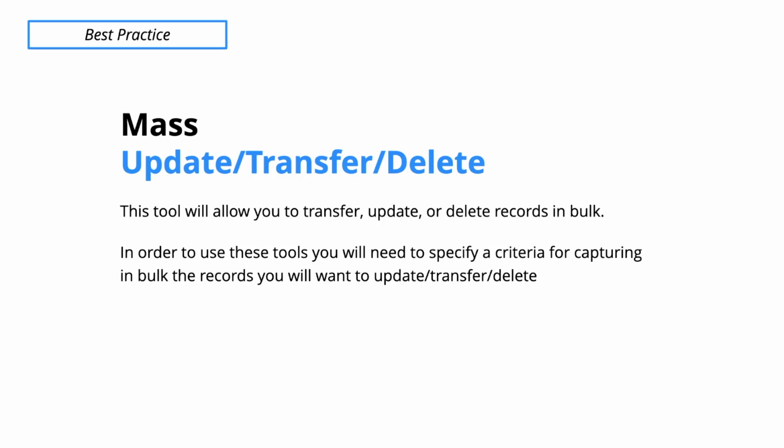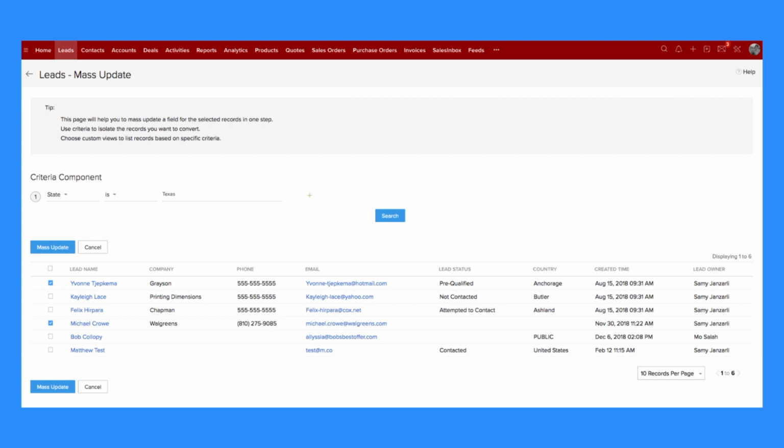We also have the mass update, transfer, and delete options. So basically the way that this feature is going to work is you'll use a certain criteria the same way you would set a custom view. And then once you've captured these in the page, as you can see here, you'll have the option to move forward with the action in question. So if you're looking to mass delete, this is an easy way.